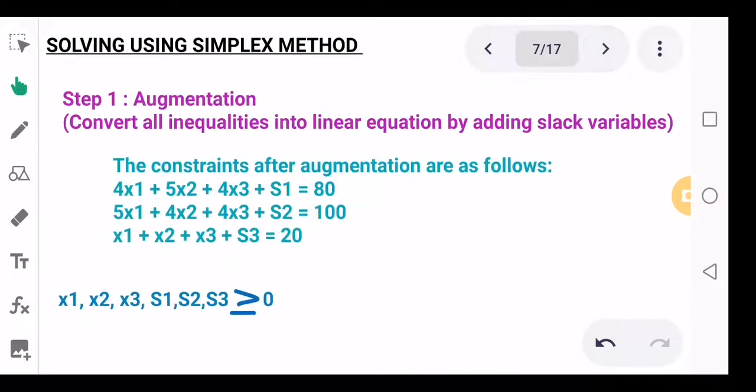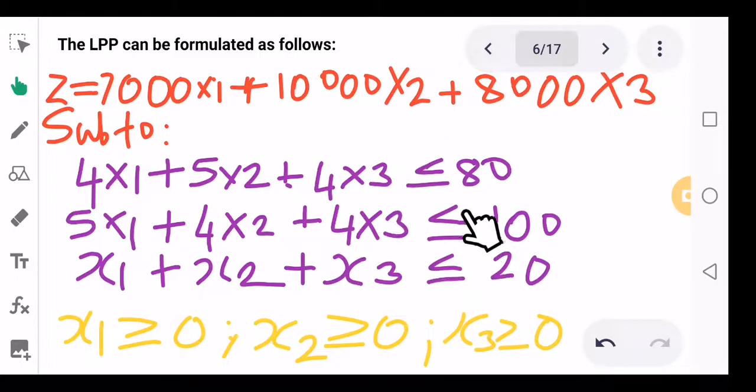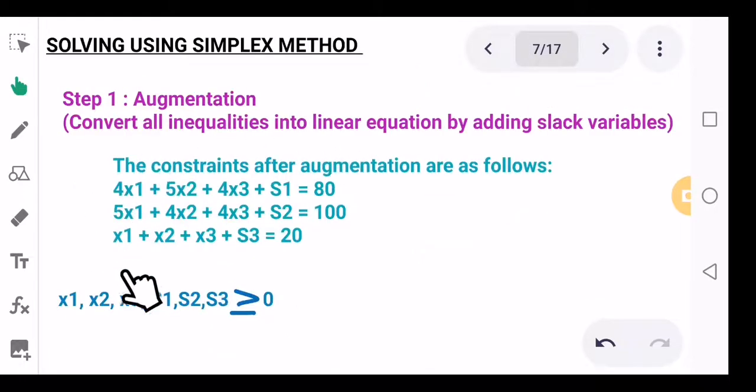After that we have to do augmentation. Augmentation means removing all the inequalities. While removing them, we are also adding the slack variables, that is s1, s2, s3. These slack variables are added, and this becomes a non-negativity constraint.